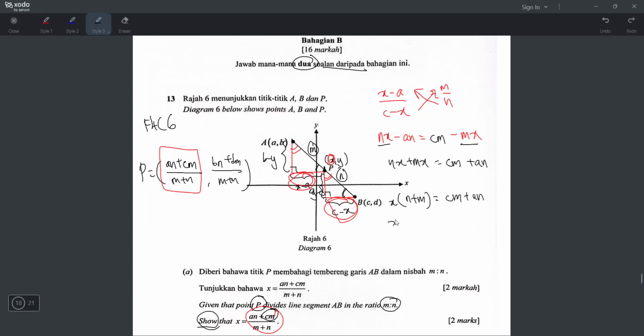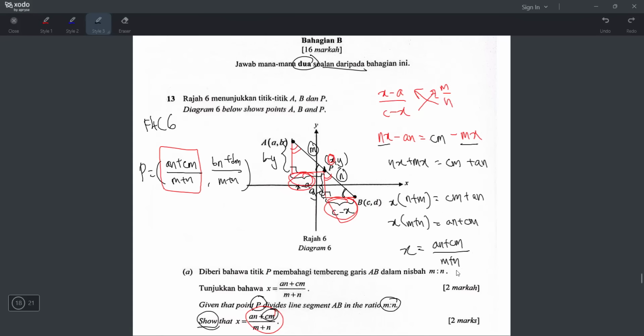But let's arrange a bit. m plus n and n plus m are the same, right? So I write it like this because I want to divide by m plus n later. And this one is cm plus an, but they write an plus cm. Same thing. Let's just arrange a bit because I want my final answer to look exactly like this. For a show question they really want your final answer to look exactly the same. So I try to make everything the same. So x equals an plus cm over m plus n, and now it's a perfect match. So that's your answer.